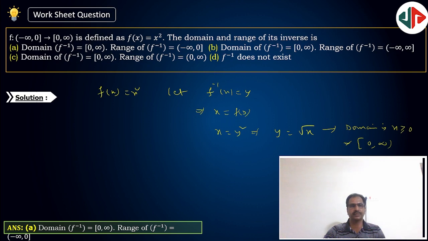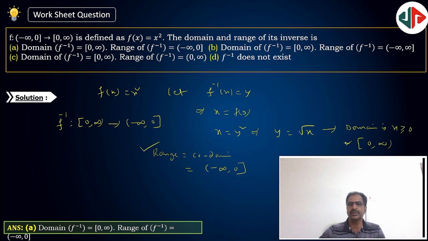And what will be the range? f is mapping from minus infinity comma 0 to 0 infinity. So f inverse maps from 0 comma infinity to minus infinity comma 0. And we know that inverse exists only when it is a bijection. Bijection means it should be both 1-1 and onto. When we say that the function is onto, range should be equal to codomain. What is the codomain? Minus infinity comma 0. So this is the range and this is the domain. Option A is correct.